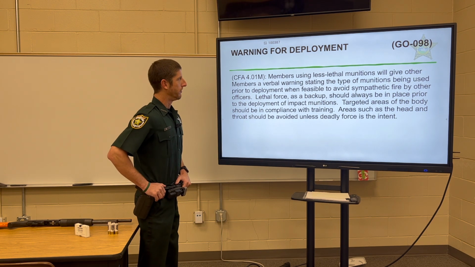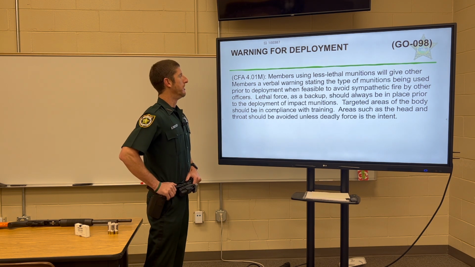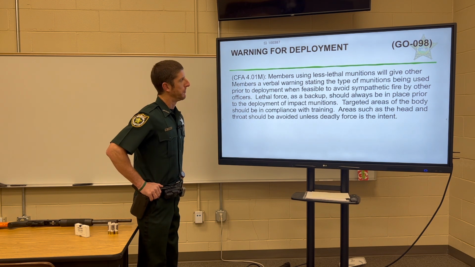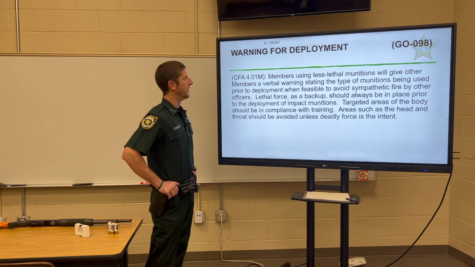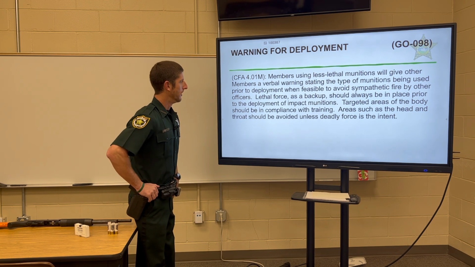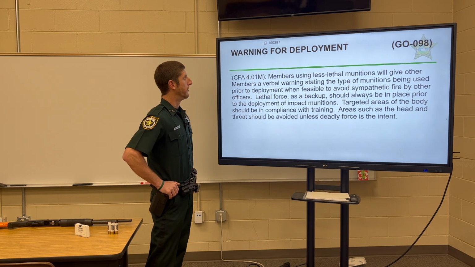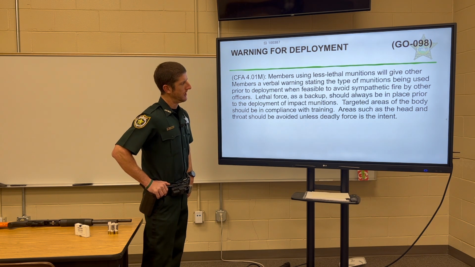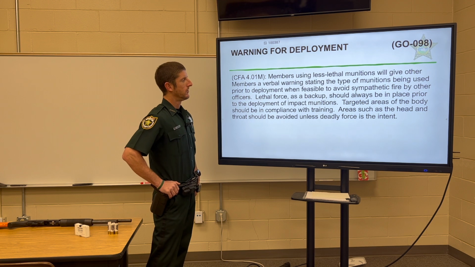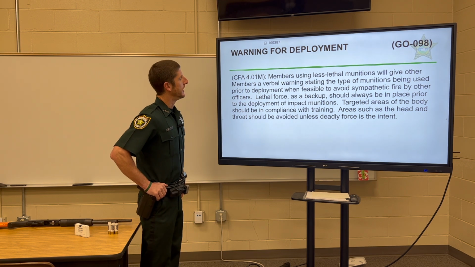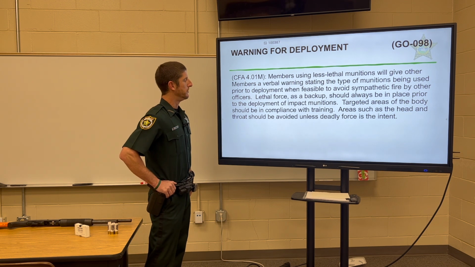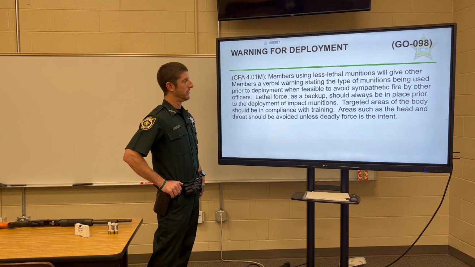All right, this is the warning for deployment. Members using less lethal munitions will give other members a verbal warning stating the type of munitions being used prior to deployment, when feasible, to avoid sympathetic fire by other officers. Lethal force as a backup should always be in place prior to the deployment of impact munitions. Targeted areas of the body should be in compliance with training. Areas such as the head and throat should be avoided unless deadly force is the intent.